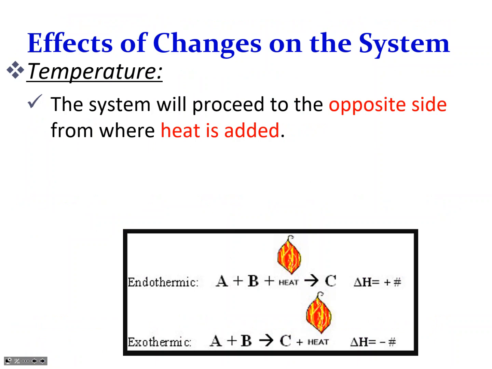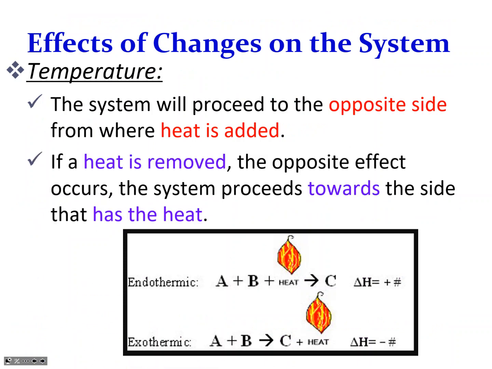All right. Same idea as concentration. If you add to one side that has heat, it's going to go to the opposite side. Or if you remove heat from one side, it's going to go towards the side where the heat has been removed. But positioning where the heat is in the reaction is key here. You need to make sure that you have it written on the correct side so you know which way you're manipulating it. So if you add to one side, it's going to shift to the other. If it's removed, it's going to proceed towards the side it was removed from.